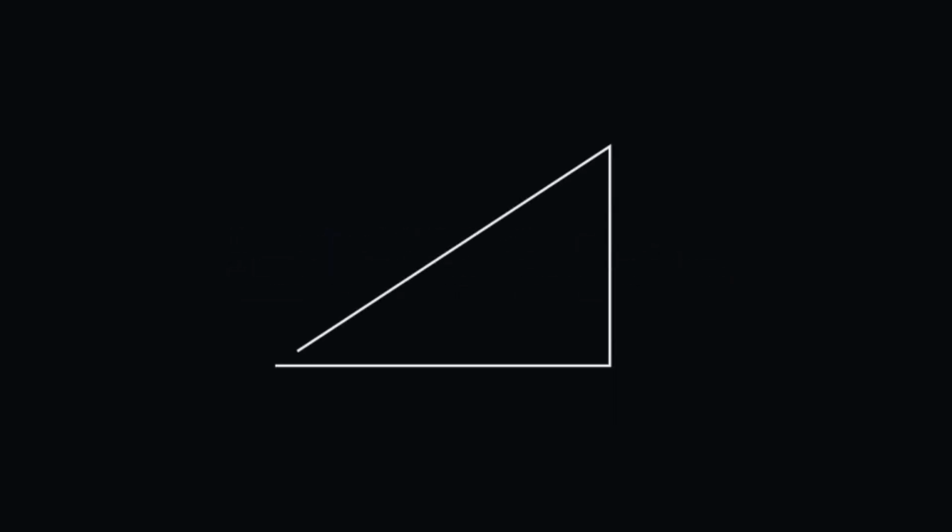Let's draw a right triangle. One angle is exactly 90 degrees. Now pick one of the other angles. Let's call it theta. Everything in trigonometry depends on where theta is.